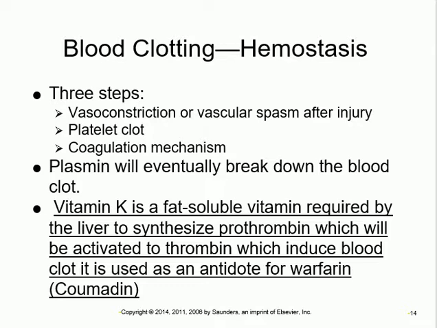Now, vitamin K is an important vitamin for this process that we need to know. Vitamin K is a fat-soluble vitamin. The liver needs this vitamin K in order to make prothrombin. Prothrombin will become thrombin, and thrombin is going to activate fibrinogen to fibrin, and fibrin is what makes the blood clot. One more time.